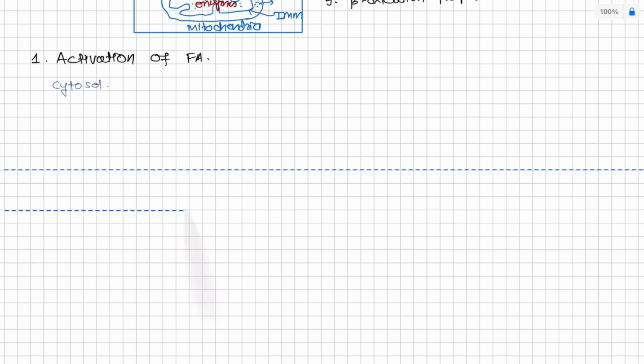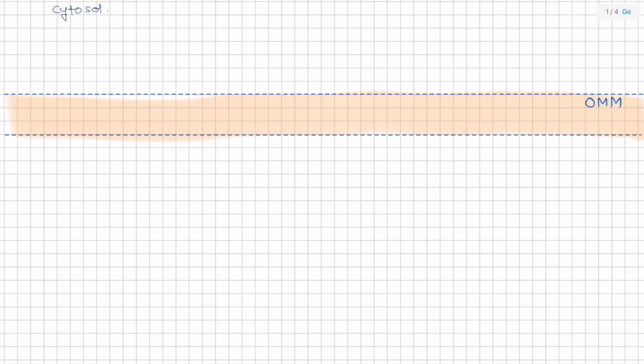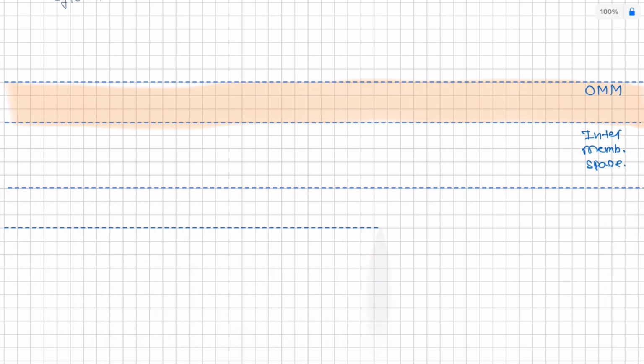So, suppose this band, let's color it. This band represents the outer mitochondrial membrane. After the outer mitochondrial membrane, we have the intermembrane space. After the intermembrane space, we have the inner mitochondrial membrane. So, let's say this band represents the inner mitochondrial membrane, and let's color it down. So this is the inner mitochondrial membrane, and below it, I describe the mitochondrial matrix where beta oxidation proper occurs.